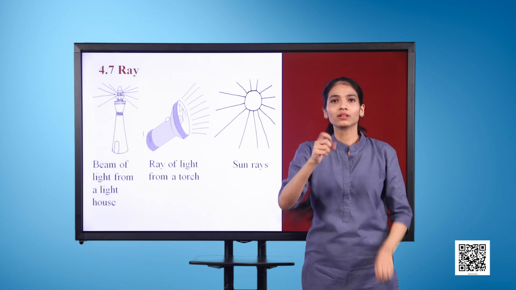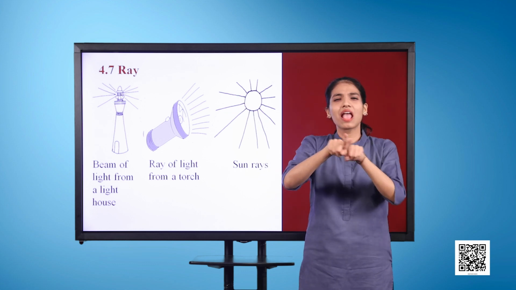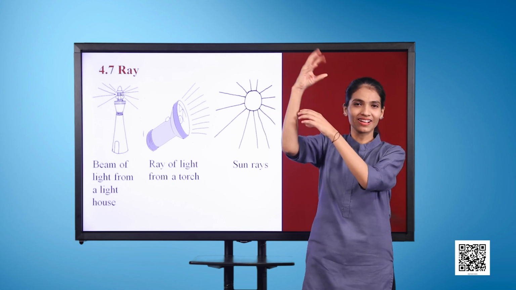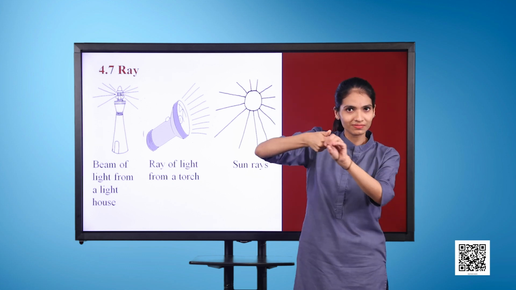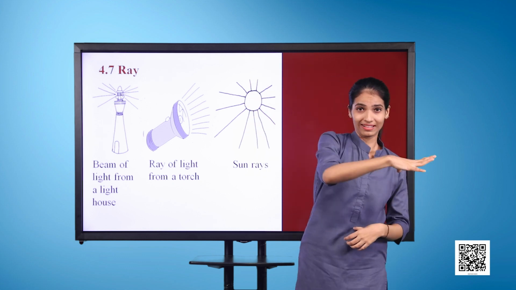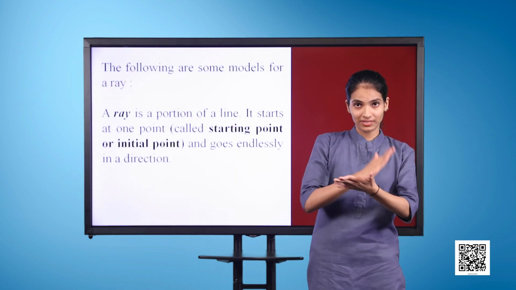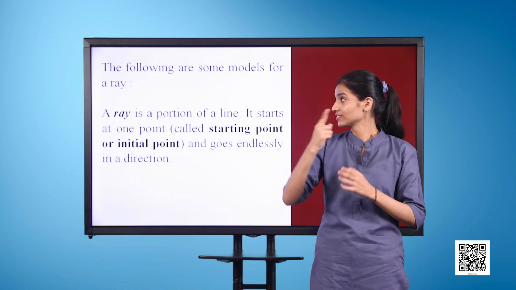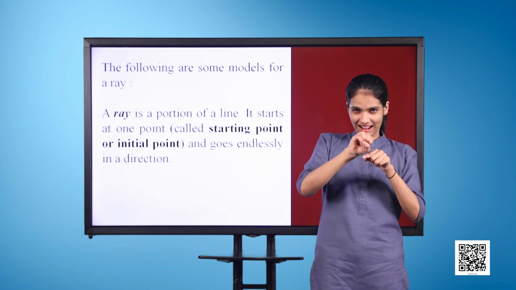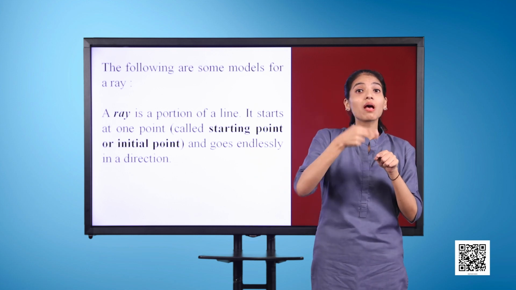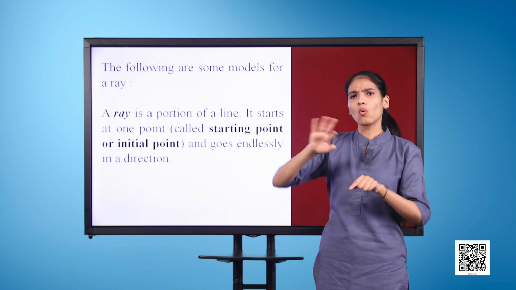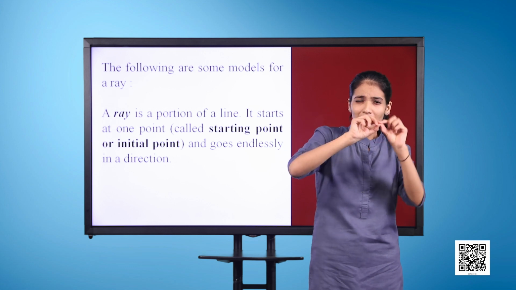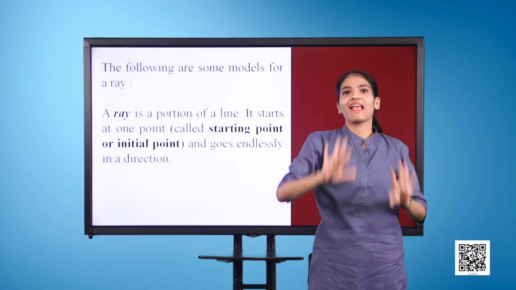4.7. Ray. We have three figures here. First one, beam of light from a lighthouse. Second, ray of light from a torch. Third, sun rays. The following are some models of a ray. A ray is a portion of a line. It starts at one point, called starting point or initial point, and goes endlessly in a direction.